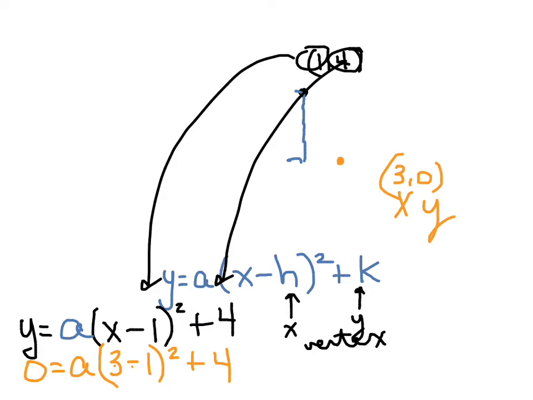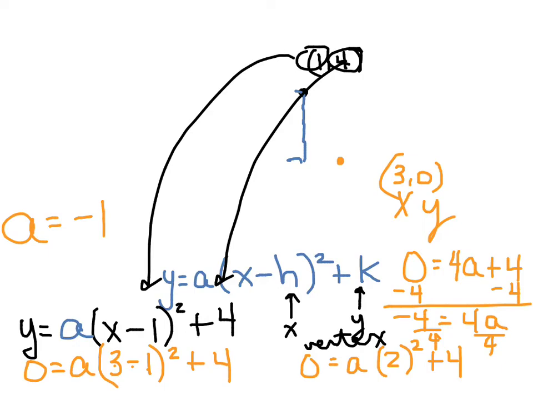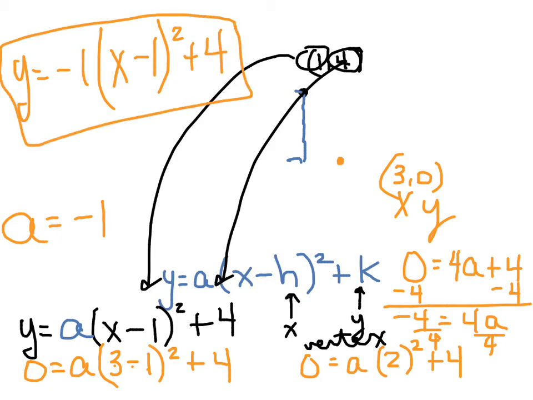So we're going to subtract here first. 3 minus 1 is 2. And then 2 squared is 4. So right now you have 0 equals 4a plus 4. Now we have to solve for a. If we subtract 4 from both sides, and we divide by 4, we end up with a equals negative 1. So final answer, y equals negative 1, because that's the a, times x minus 1, because that was the x coordinate of the vertex, squared, plus 4, because that's the y coordinate of the vertex.